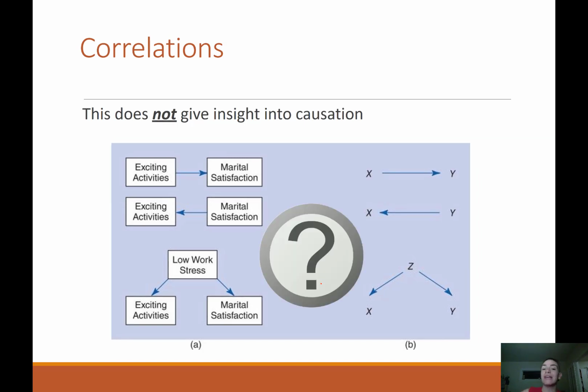And because we can never know which one of these is true, which is the correct story about the relationship between the variables, we can't say anything about causation. And that is the end of this lecture. In another lecture, I'll walk through an example of how to calculate a Pearson correlation coefficient and how to determine if it's statistically significant.